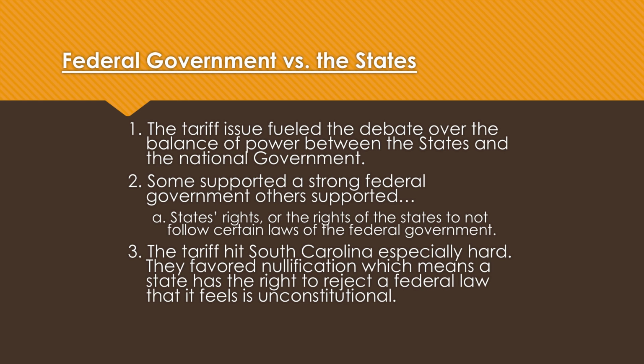Nullification is tricky because a federal law is supposed to be the top law of the land, and below that would be the state law. So if a state law and a federal law go against each other, under the Constitution, the federal law should win out. But a state can have a say in maybe wanting to get rid of something if they truly have a case and feel that it is unconstitutional.